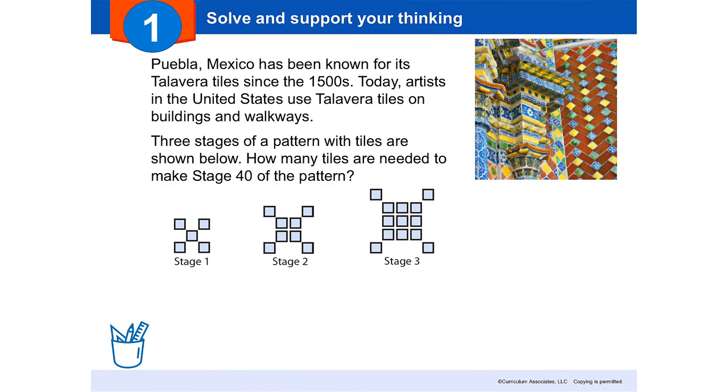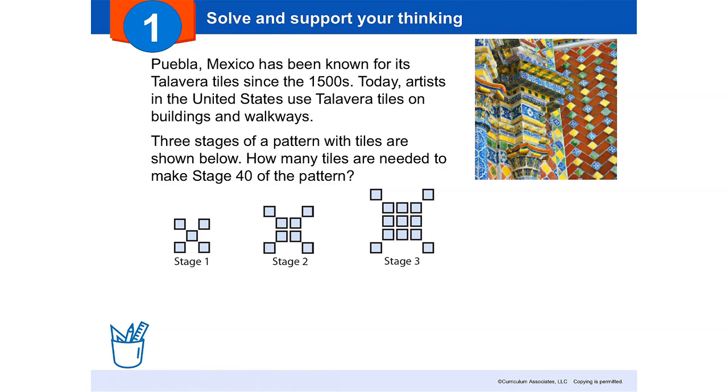All right, we're just going to go ahead and skip that and we'll go into our first problem here. Puebla, Mexico has been known for its talavera tiles since the 1500s. Today, artists in the United States use talavera tiles in buildings and walkways. 3 stages of a pattern with the tiles are shown below. How many tiles are needed to make stage 40 of the pattern?